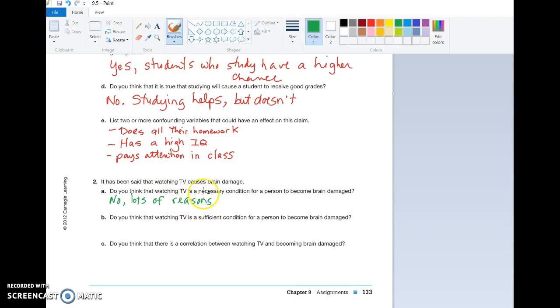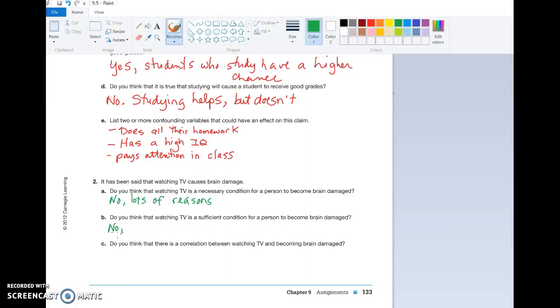Do you think that watching TV is a sufficient condition for a person to become brain damaged? Now, a sufficient condition means that if you watch TV, will that then lead to brain damage? What do you think? No, of course not. There are lots of people who watch TV that have never gotten brain damage, right? So it's not a sufficient condition. Not every person who watches TV has brain damage. I'm not going to write all that down.